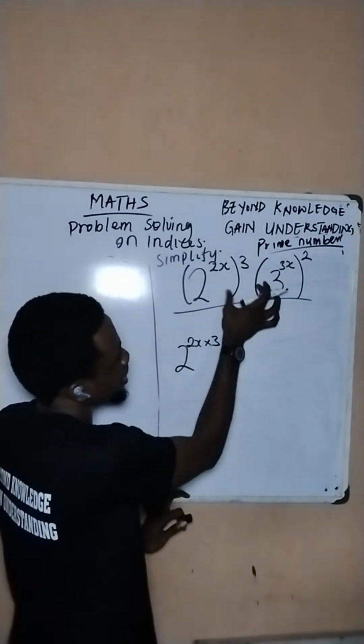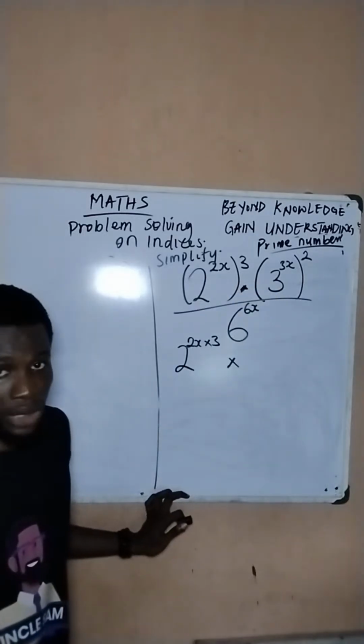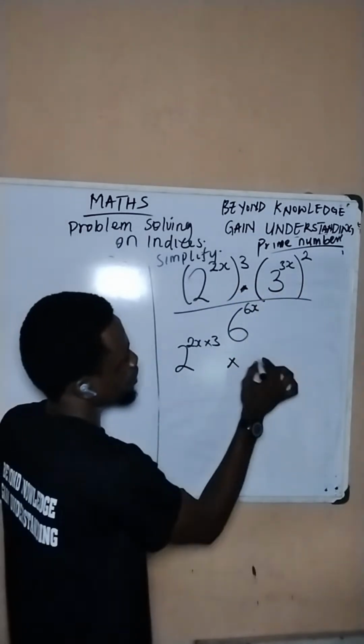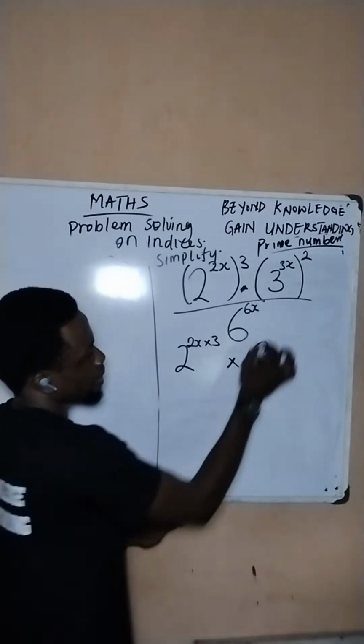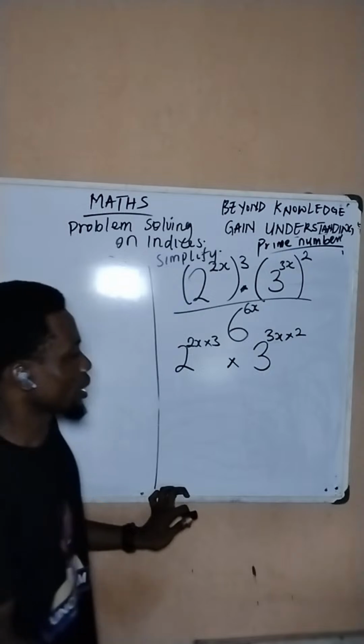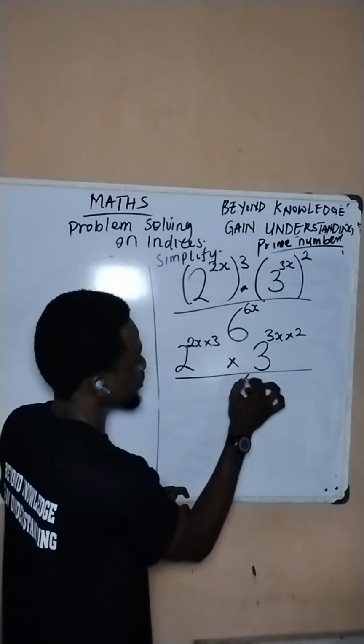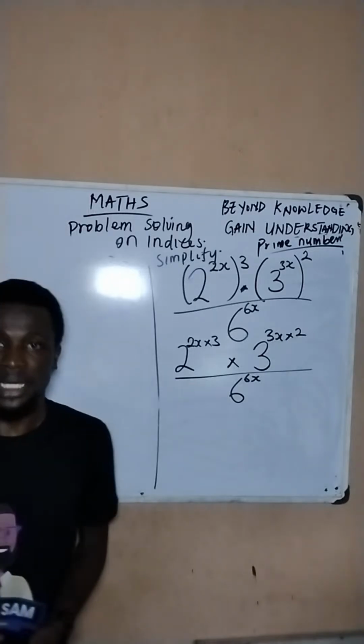Multiply 2, because since they are close to each other, there's an invisible multiplication sign here, or you can also use a dot for that. Same thing happens here. Pick the base, which is 3, raised to the power of 3x multiplied by 2, that is x side. Then everything here divided by 6 raised to the power of 6x. This is what we have.